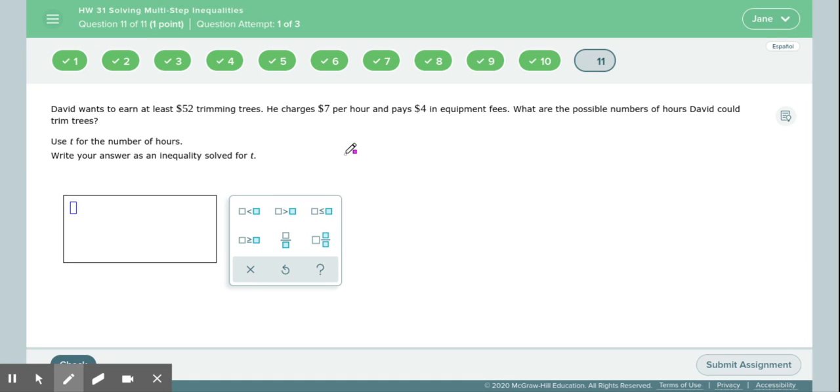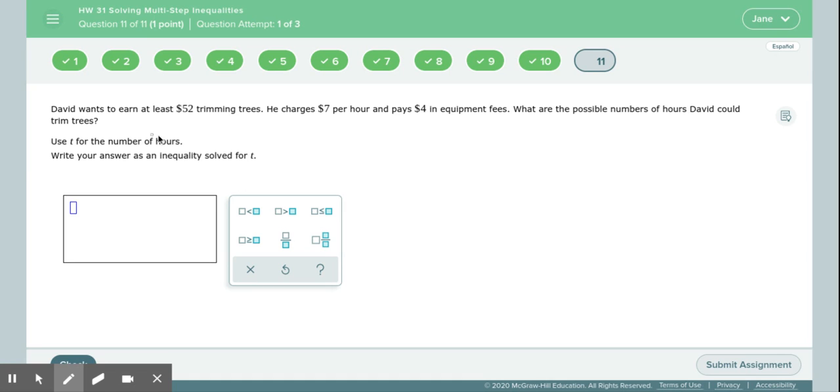My question reads, David wants to earn at least $52 trimming trees. He charges $7 per hour and pays $4 in equipment fees. What are the possible number of hours David could trim trees? Use T for the number of hours, and then write your answer as an inequality solved for T.